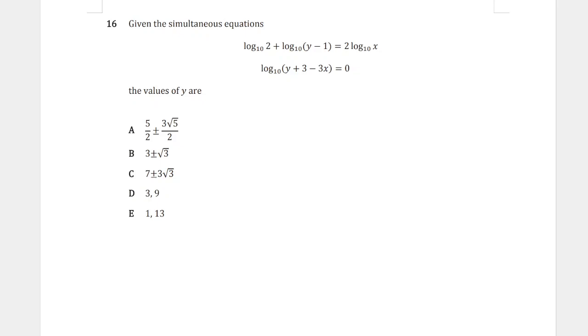Alright, question 16. Given the simultaneous equations log base 10 of 2 plus log base 10 of (y minus 1) equals 2 times log base 10 of x, and log base 10 of (y plus 3 minus 3x) equals 0. The values of y are how many?